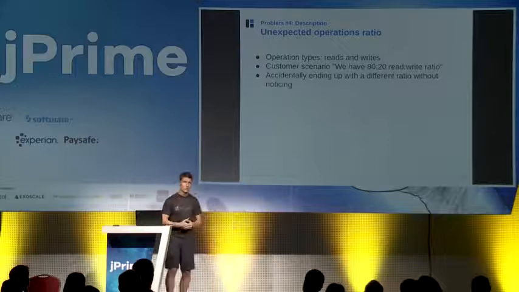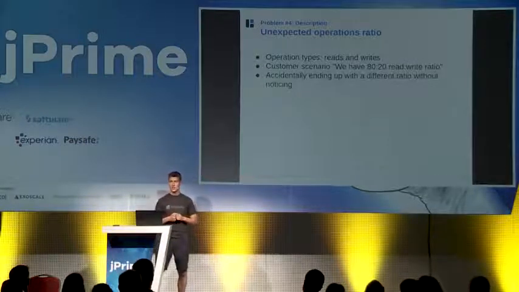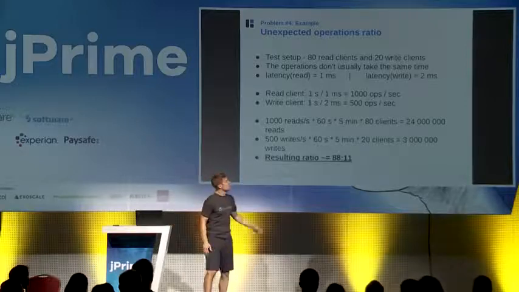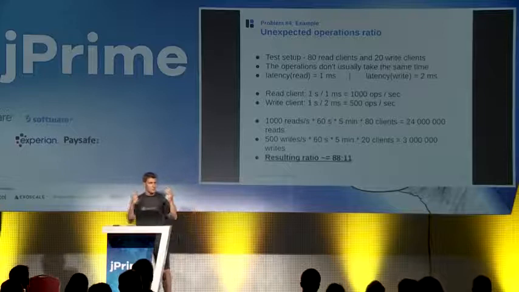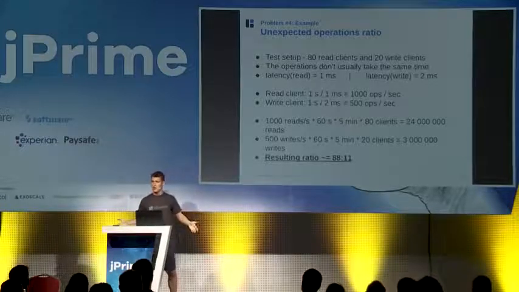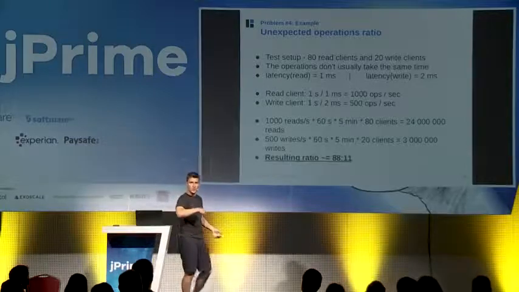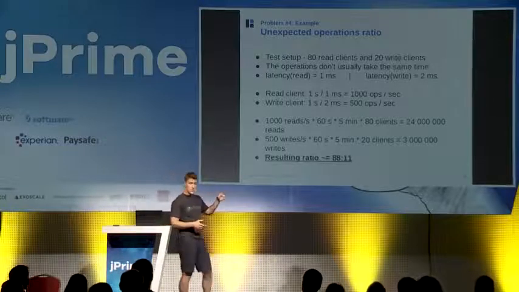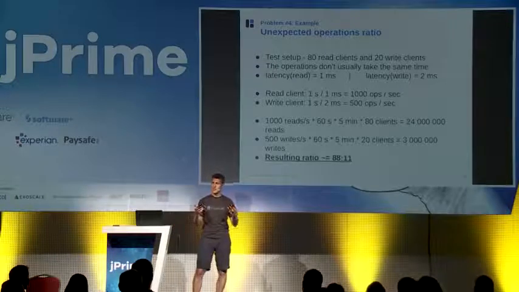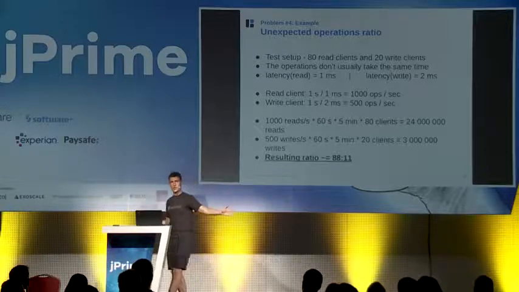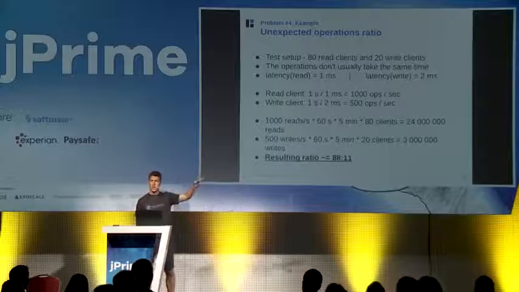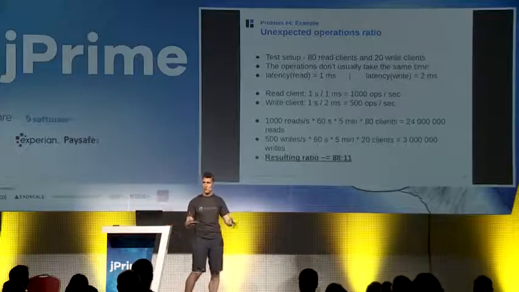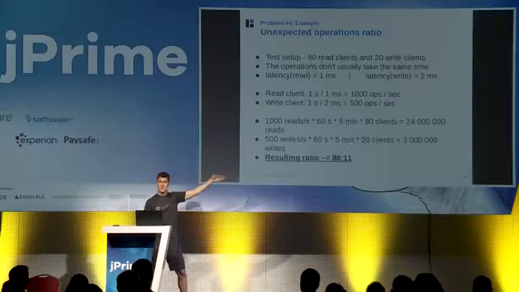And what might happen is that we accidentally end up with a different ratio than we wanted to. How? You might, not because I'm an idiot, but maybe I am. The first thing that might come to your mind for the test setup would be to set up 100 clients, 80 clients just doing reads and 20 clients doing puts. Obviously an 80-20 ratio, right? However, the operations don't last the same time. They don't have the same latency. So for illustration, say a read takes just 1 millisecond and a write 2 milliseconds. So it's 2 times slower. So let's do some basic elementary school math. The read client does 1,000 operations per second.